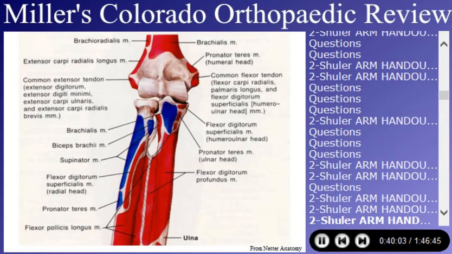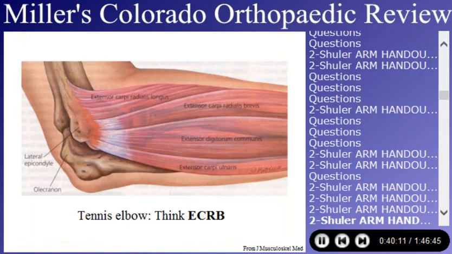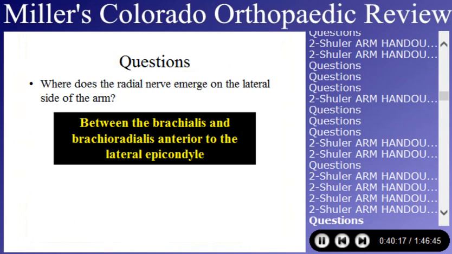This is a diagram to show you things. Don't forget up here the tennis elbow. We'll go over the test question on that. Tennis elbow, you think what? Extensor carpi radialis brevis attachment. Radial nerve emerged on the lateral side of the arm. Brachialis, brachioradialis, anterior lateral epicondyle.